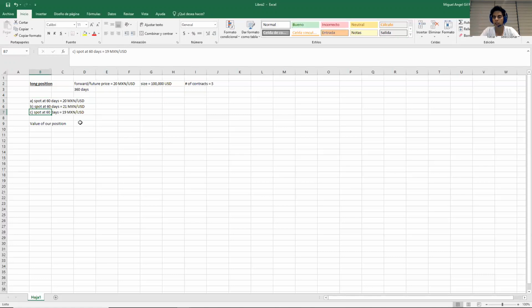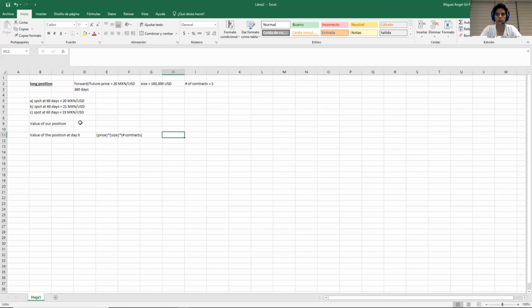To calculate that, it's very simple. I suggest you follow this formula because it simplifies things a lot. First, you need to calculate the value of the position at day 0 when everything starts. The formula to calculate that is very simple: it's the price times the size times the number of contracts. So that's the formula. It's very simple.